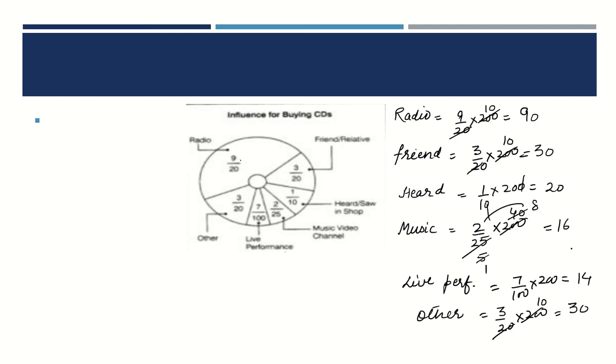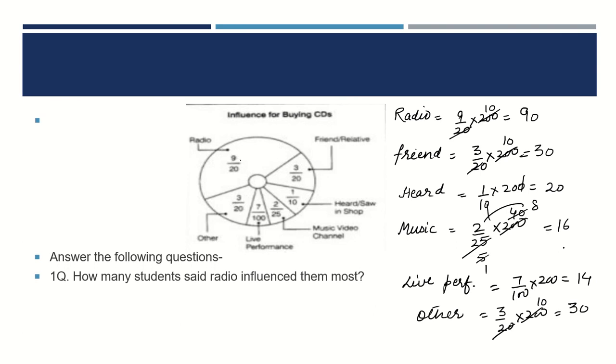Now check the questions. You have to answer the following question. The first question is, how many students said radio influenced them most? Now you have all the data. How many students said radio influenced them most? So what's the first answer? Yes, 90 students. Okay.